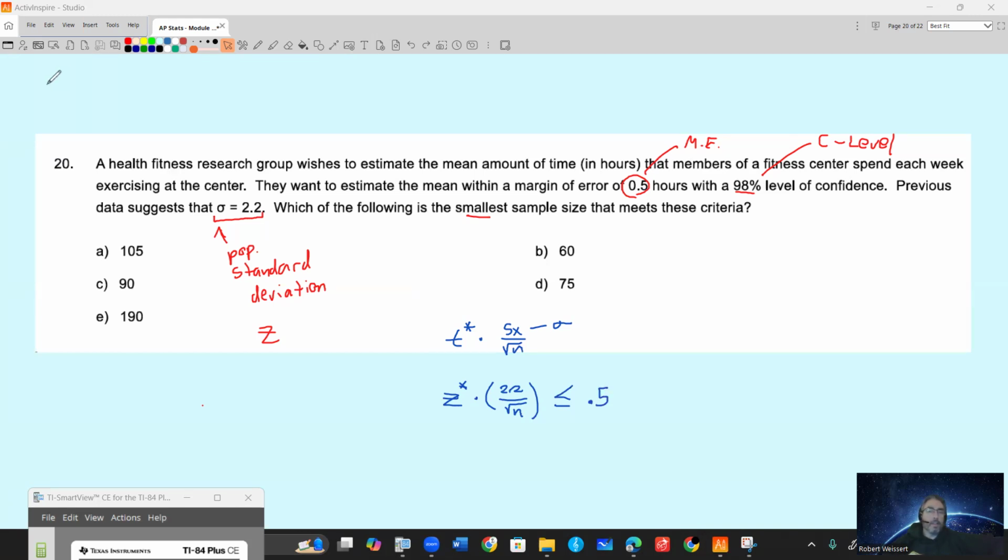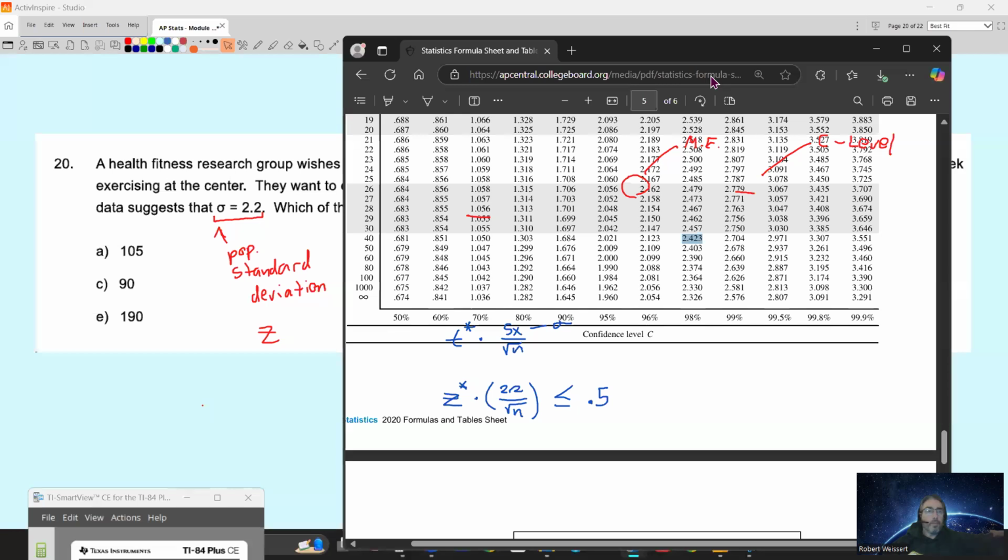Now, we're going to find that z star using our table B or our inverse norm. First, let's just talk about table B. That's for me the easiest way. Just look on the infinity line and find your confidence level. So our confidence level is going to be 98%. Infinity is the normal distribution. So we're looking at 2.326. And that's the easiest way to get it for me when I have the table.